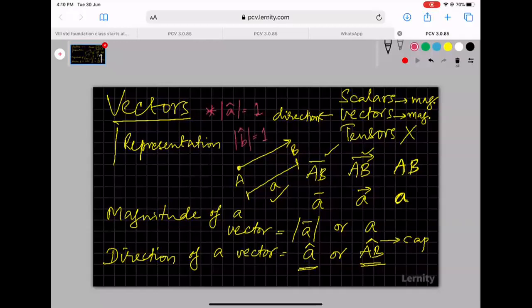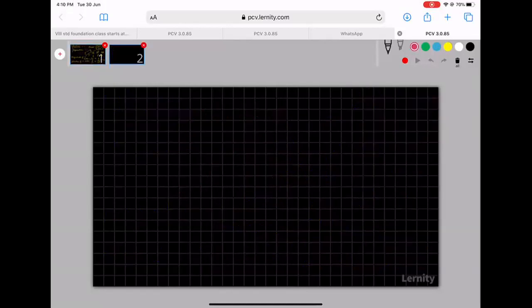Whatever vector it is, in whatever direction it is present in, the magnitude of B cap is 1, because cap denotes it's a unit vector. Magnitude of B bar is how much? That we cannot say. Without knowing what the vector is, we cannot say what its magnitude is. So this is about initial terminology related to vectors. There are other terms related to vectors. Let us talk about them for a moment.